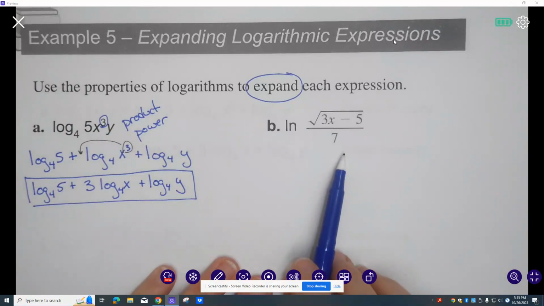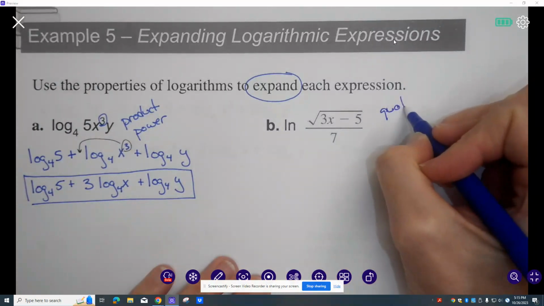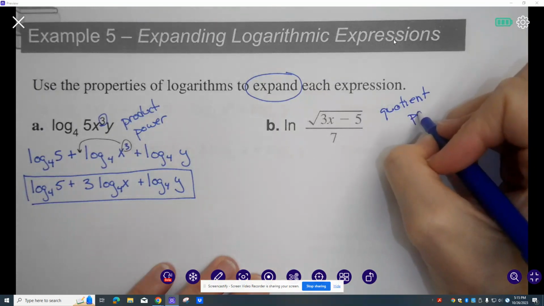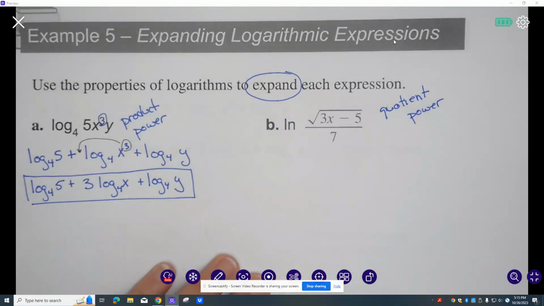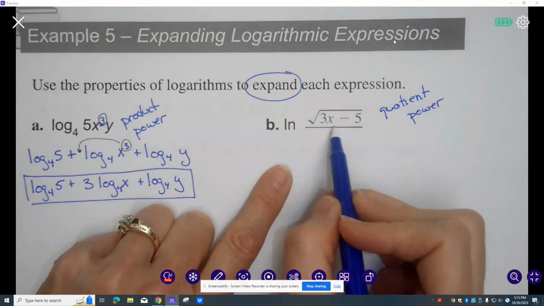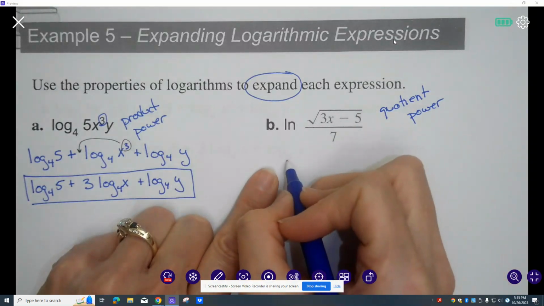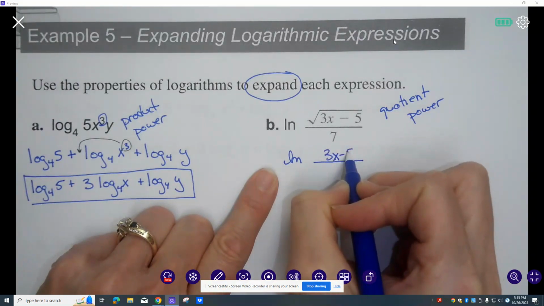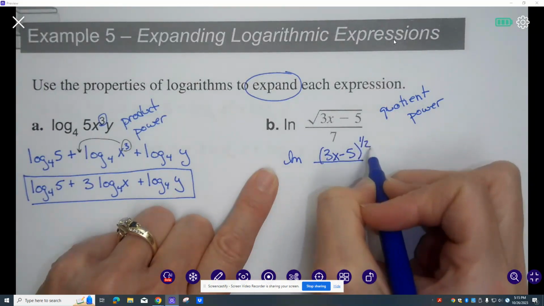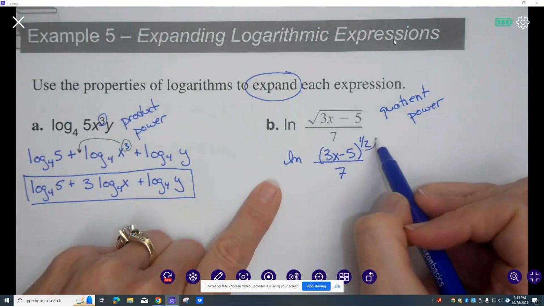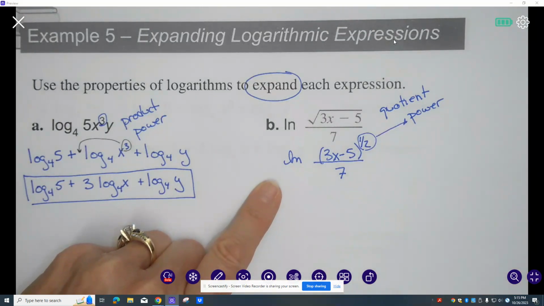Okay, I see division. So I know I'm going to use the quotient property. Remember, division becomes subtraction. And I actually am going to use the power property on this one. You might not see it yet, but the first thing I want you to do is think of another way to write a square root. So I could write this as 3x minus 5 to the 1/2 over 7. So I'm going to start by rewriting that. That's where the power property is going to come in, that to the 1/2.